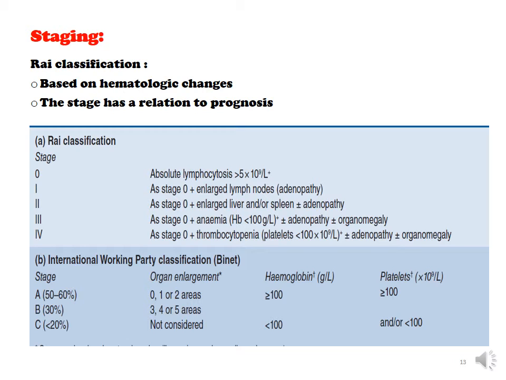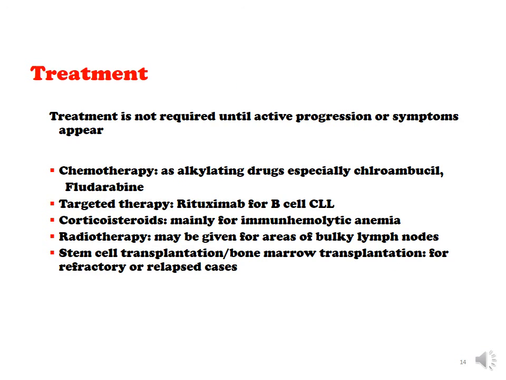We go for Binet. Binet is characterized by 3 stages, A, B and C. For A, we have less than 3 lymphatic lesions, and we don't have anemia or thrombocytopenia. For B, we have more than 3 lymphatic lesions, and for C, we have either anemia or thrombocytopenia. Here you go to the treatment of chronic lymphocytic leukemia.